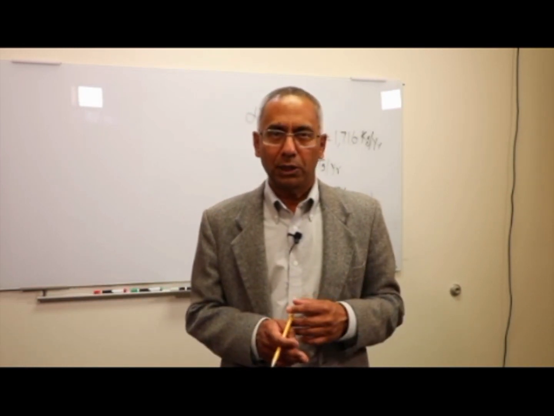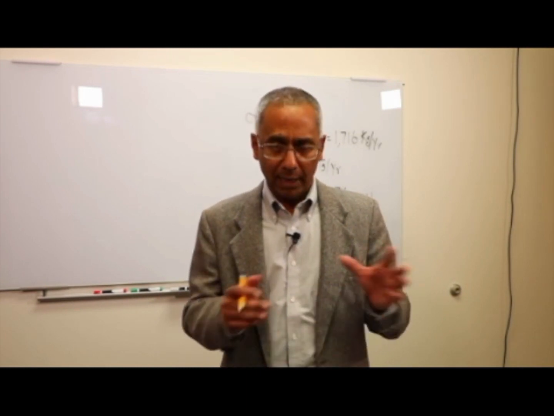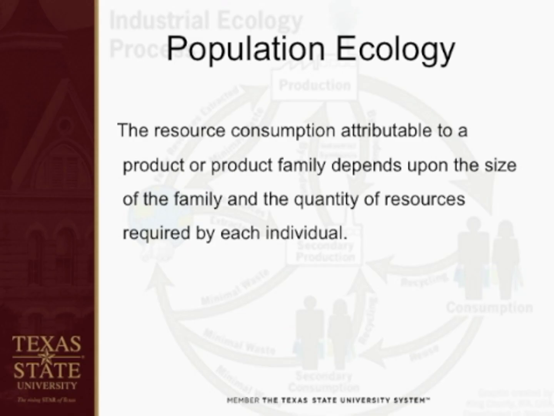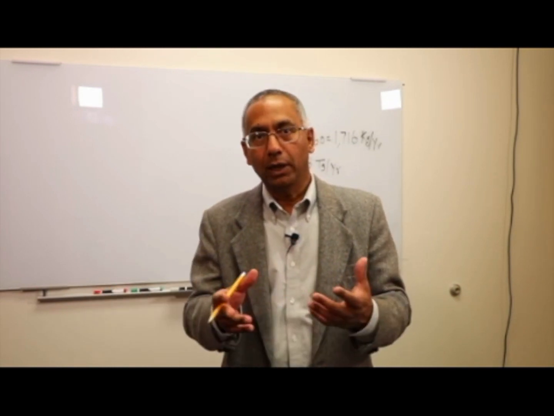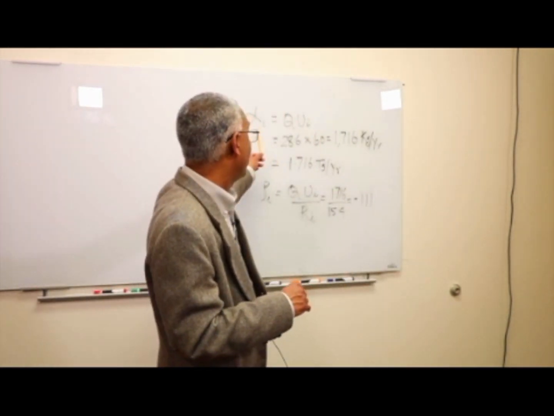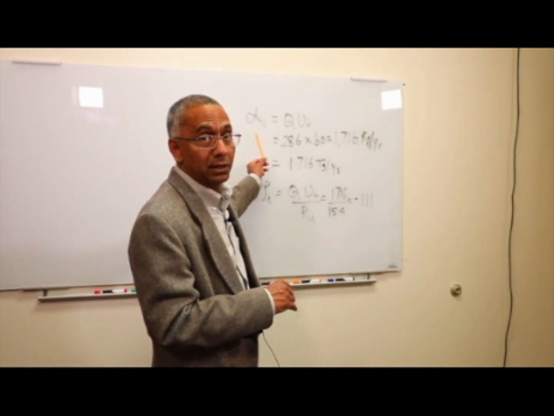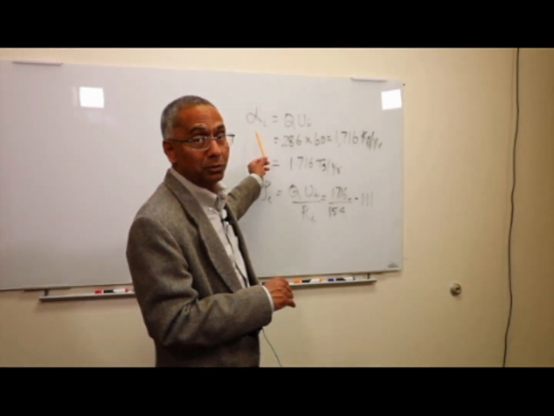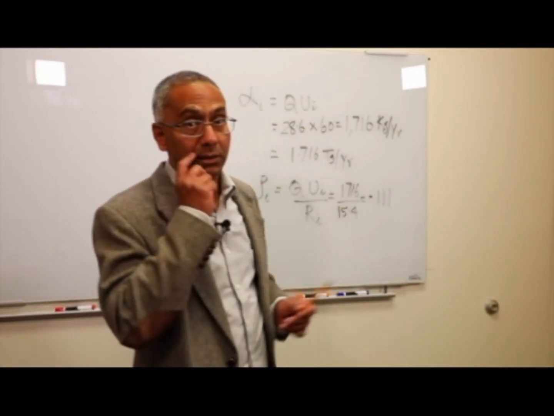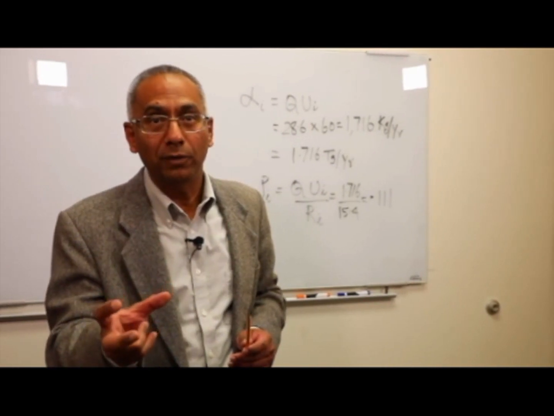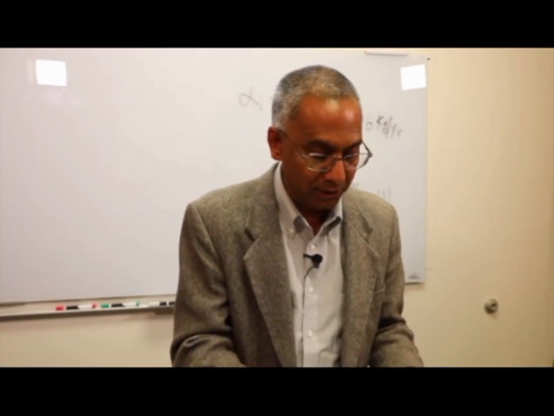So the resource attributable to a family can be determined by the size of the family, how many per year, and the resource consumed by just one member of the family. So you multiply one against the other, you get the total resource consumed. So I have a formula here. Alpha I is the average resource consumed in absolute terms by a product family, where Q is the size of the family, how many, 100, 1,000 per year, and U I is the average resource consumed by one member of the family. I will illustrate how this is applied in just a bit.